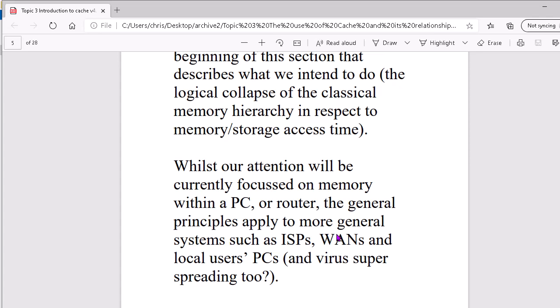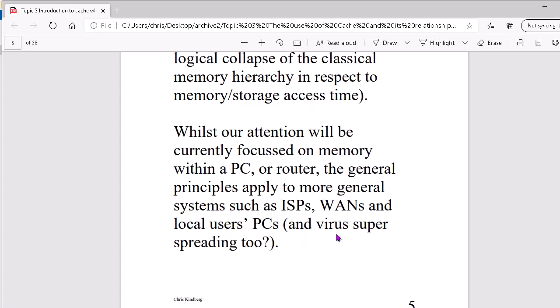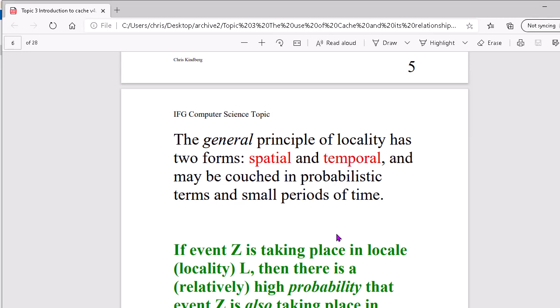in this context. Our attention is going to be focused on memory within a PC or a router or your laptop or whatever. The general principle applies to far more general systems such as internet service providers, wide area networks and local users' PCs, and is relevant to virus super spreading too, and I'll try and make sense of that a bit later on. So there's a general principle of locality. It has two forms. Spatial, that's to do with space, and the second is temporal, i.e. to do with time. And the general principle can be couched in probabilistic terms and small periods of time.